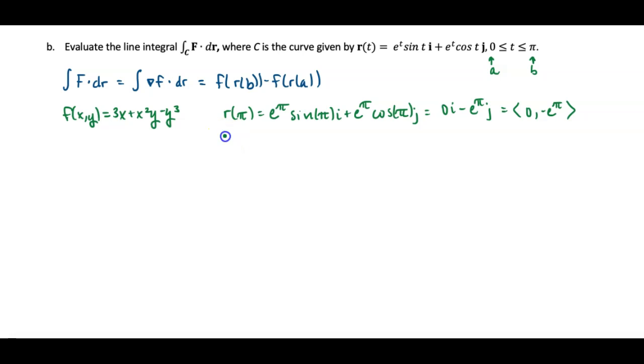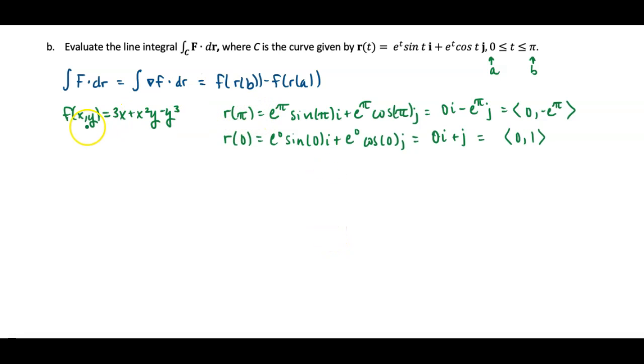All right, so for our initial point, our r of 0 is just e to the 0 times the sine of 0 i plus e to the 0 times the cosine of 0 j. Sine of 0 is 0, so we're going to be left with 0i. The cosine of 0 is 1, e to the power of 0 is 1, and so we're going to be left with 1j. So I can write this as 0, 1.